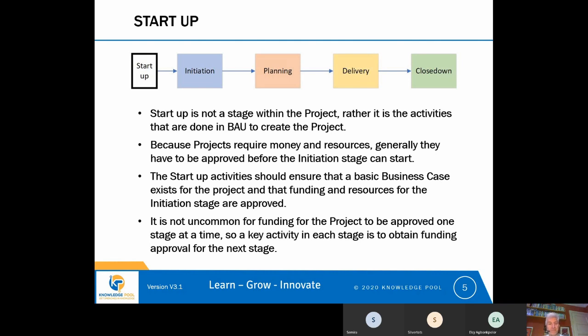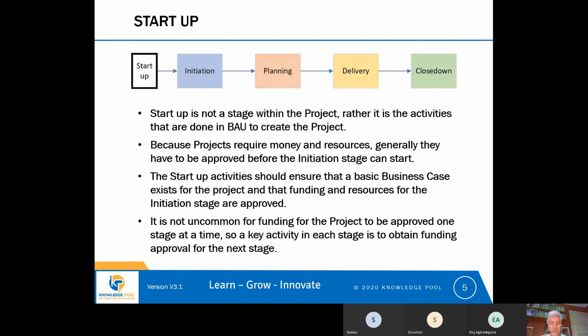And we have a startup phase because projects require money and resources. They generally have to be approved to start before the initiation stage of the project can actually start. So in the startup period, the approval of the project takes place, and the startup activity should be ensuring that at least a basic business case exists for the project and that funding and resources that are needed for the initiation stage are approved.